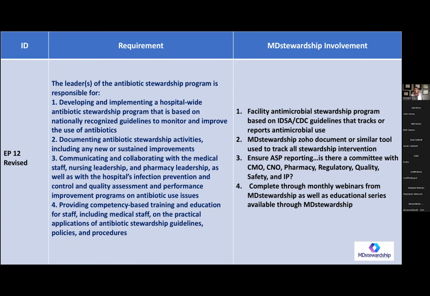And then number 3 talks about communicating and collaborating with different people in the hospital. So different groups such as med staff, nursing, pharmacy, infection prevention, obviously quality. So with this, we just need to make sure that at your specific facility, there is some kind of ASP reporting. Now it doesn't matter the cadence, whether you report quarterly or monthly, but just ensuring that the right stakeholders are seeing these type of interventions.